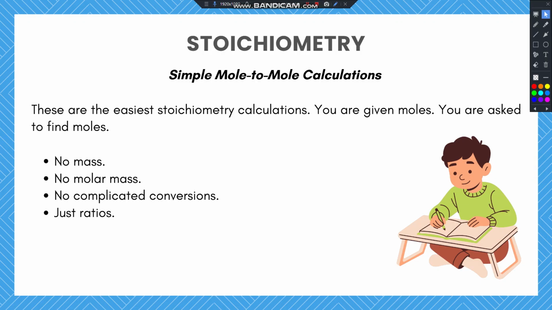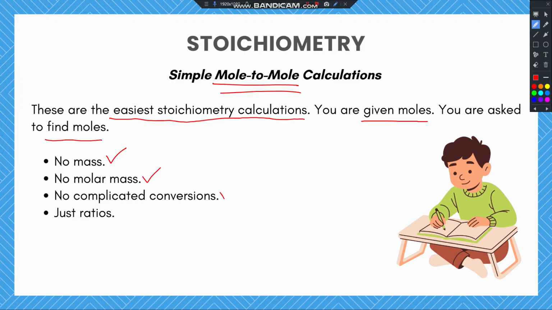Now that we know how to extract them, it is now imperative that we move to simple mole-to-mole calculations. Let's see how the mole ratio can be inserted in chemical equations and stoichiometry. So these are the easiest stoichiometry calculations, by the way, the mole-to-mole calculations. What happens over here is that you are given a number of moles and you are asked to find the number of moles for another particular substance. No mass is involved, no molar masses are involved. No complicated conversions, just mole ratios. So let's see if we can handle a question or two.